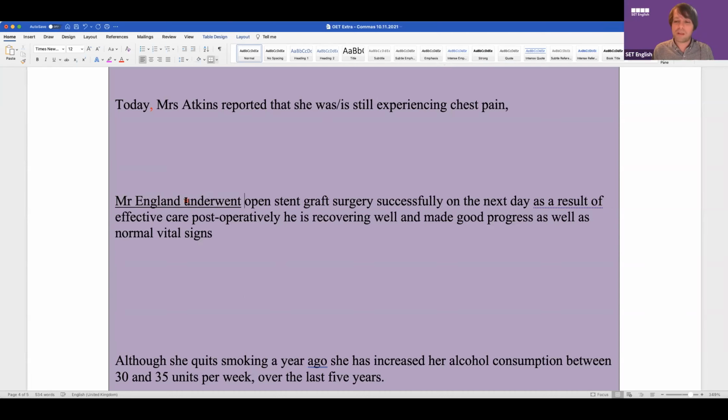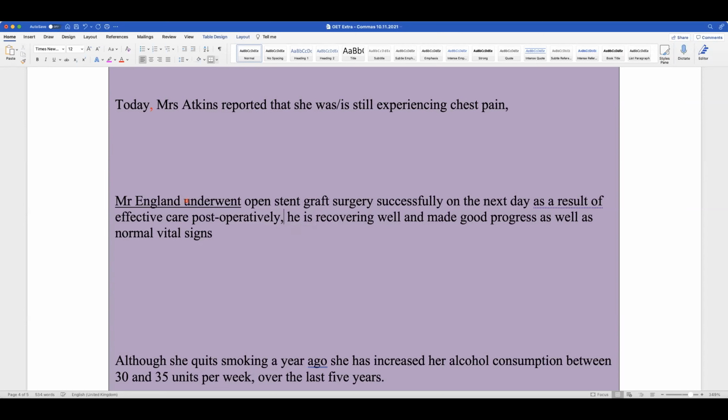Where else is there an error? And as a result. Actually, we need, I think, before on the next day, we should need a comma. Successfully, comma, and as a result. Well, let's focus on this, we'll come back to that one last. But what do you all see here? This is easier. What's the problem? Post-operatively, comma. We need to put that after. So is that a subject? Yes. Is that a verb? Yes. Okay. So what do I need here? Comma.